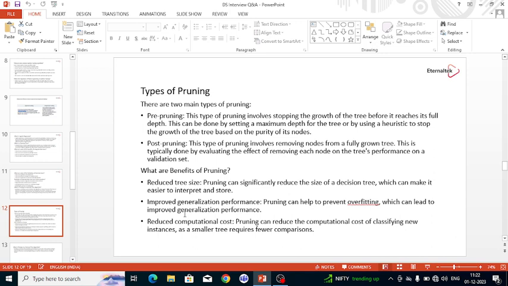What are the benefits of pruning? We need to know the benefits. It reduces the tree size, which is the most important benefit, improves the generalization performance, and reduces the computational cost. These are the three main benefits we get from pruning.